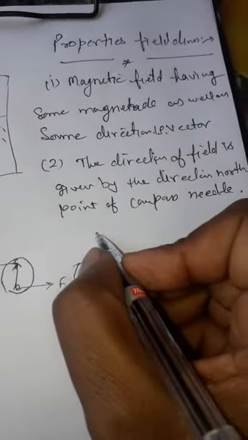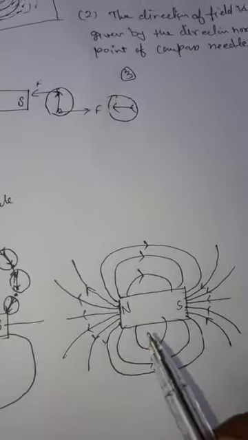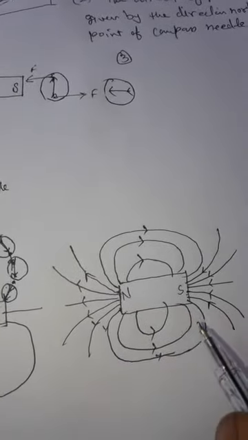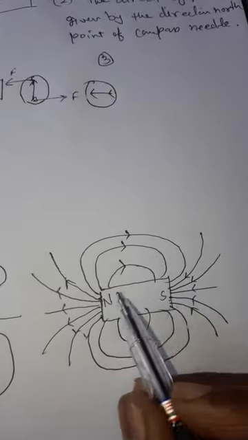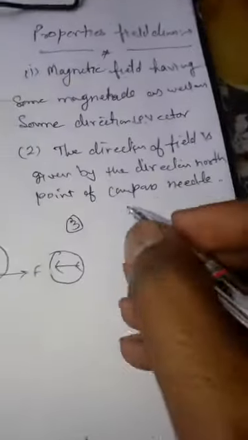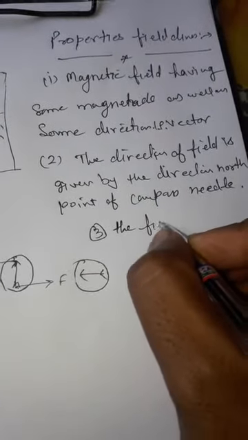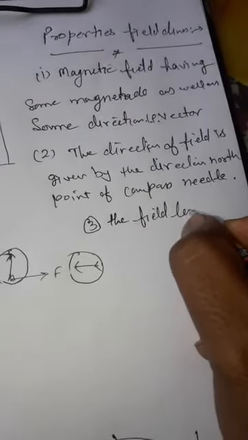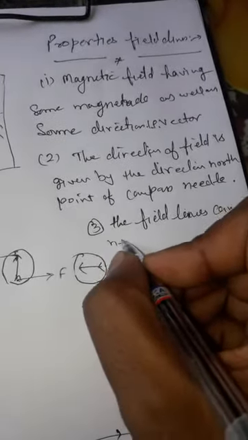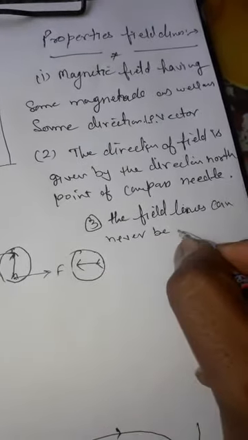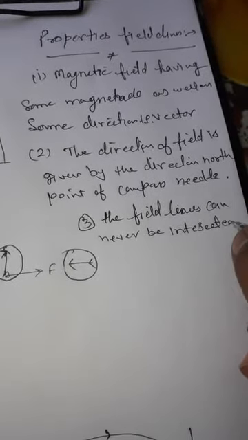The third conclusion is that each and every line is discrete and can never intersect each other. So we can write that magnetic field lines can never intersect each other.